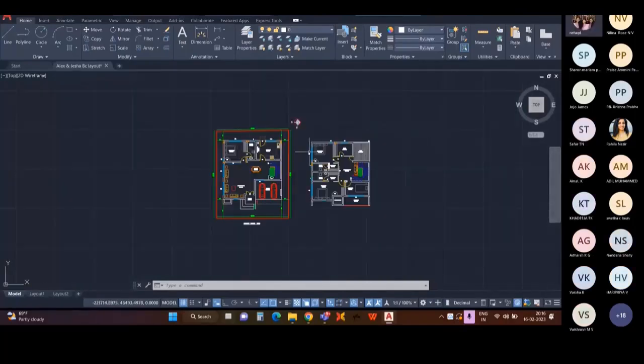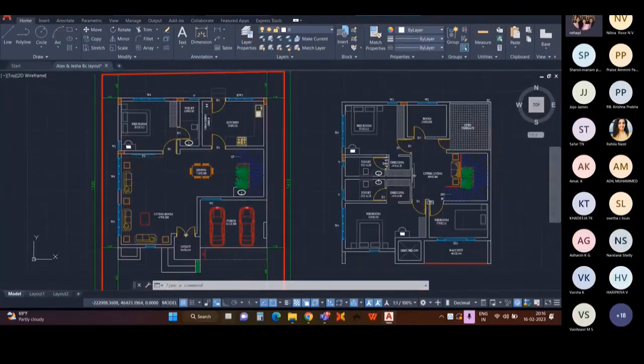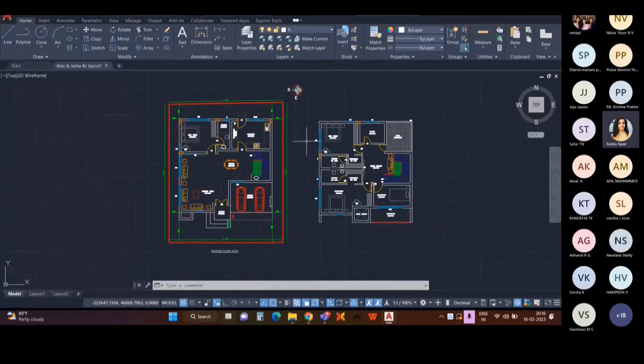Is my screen visible? Yes, it is visible. Okay.